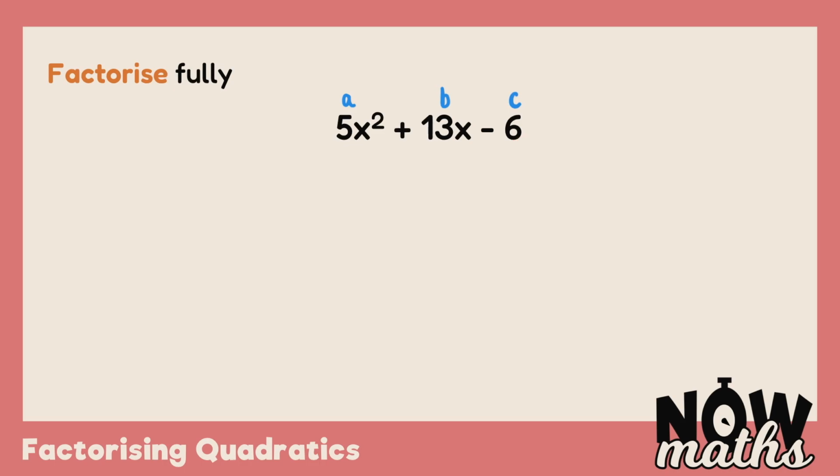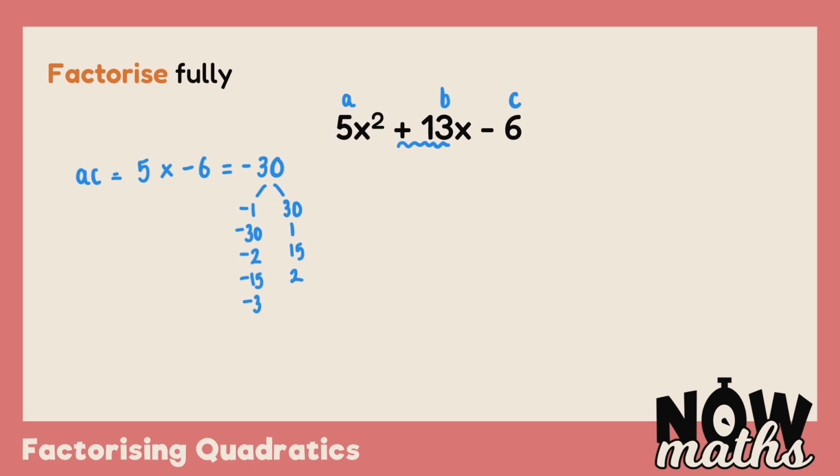So when we work out our value of AC, A is 5, C is negative 6, and 5 multiplied by negative 6 is negative 30. Now we need to find two numbers which multiply to make negative 30 and add to make positive 13. To multiply to make a negative number, we need one of the numbers to be positive and the other to be negative. So for example, we could have negative 1 multiplied by 30, or negative 30 multiplied by 1. We could have negative 2 multiplied by 15, or the other way around, negative 15 multiplied by 2.